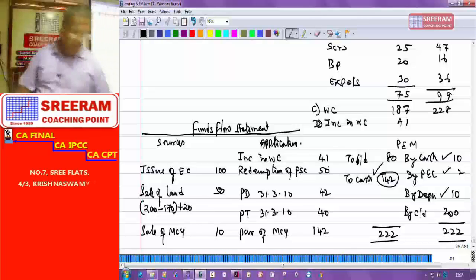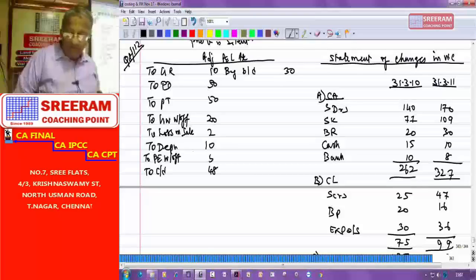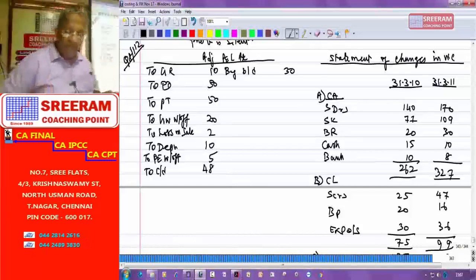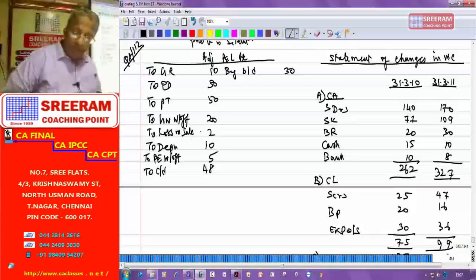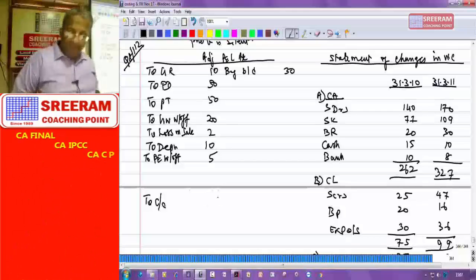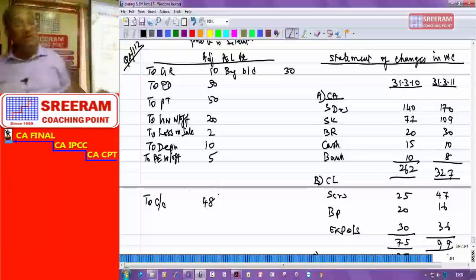What is that? Preliminary expenses from 15 it has come down to 10. What is this? Written off, like depreciation, preliminary expenses written off. Very nice. So, all items in the balance sheet that we have taken up, except investments. So, I would like to keep investments a little later. I would like to take up the last item in the adjustment.